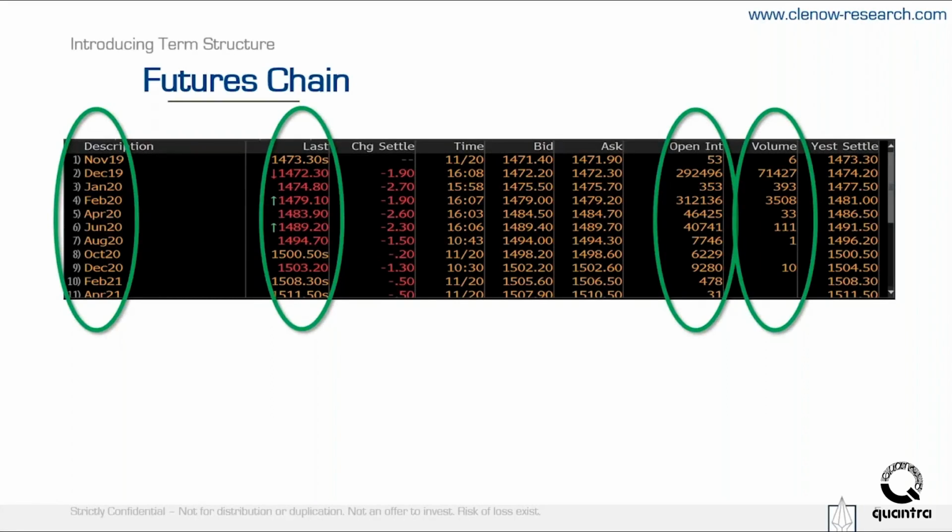This here, what you're looking at, is a futures chain. A chain is a very important concept in derivatives and in futures trading.